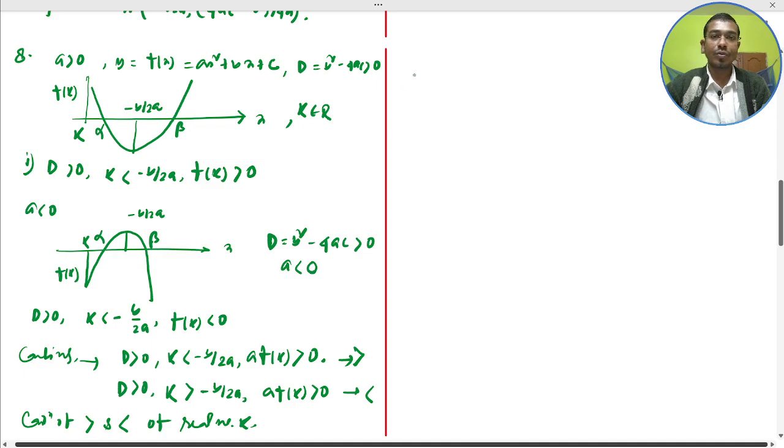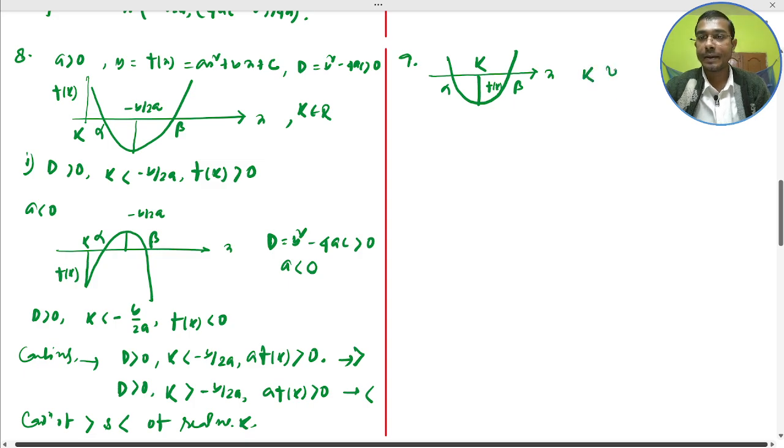I just do one. So here this is the lie on the root. So this one, here this is the x and the two roots alpha and beta. This is the point k and the function f(k). So this is the condition for a number k to lie between the roots. k lies between alpha and beta, the roots.